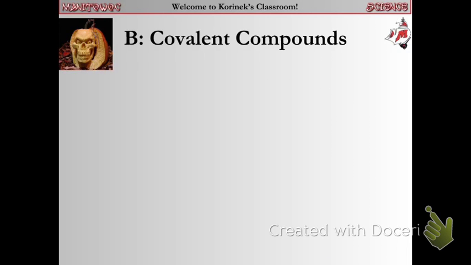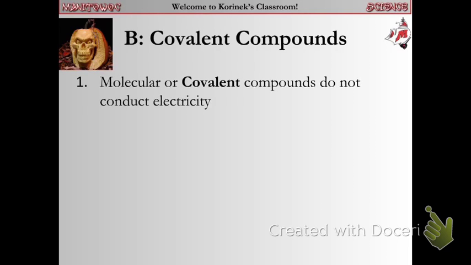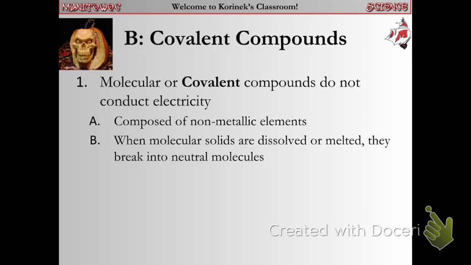All right, covalent compounds. These are a second type of compound. Molecular or covalent compounds in general don't conduct electricity. These things are composed of non-metallic elements. So in the U-tube experiment, we actually tested water. We tested deionized water. And the deionized water did not conduct electricity. And because of that, that's one of the reasons that tells us that the water itself is a covalent compound.